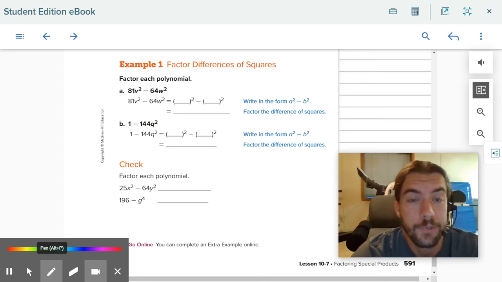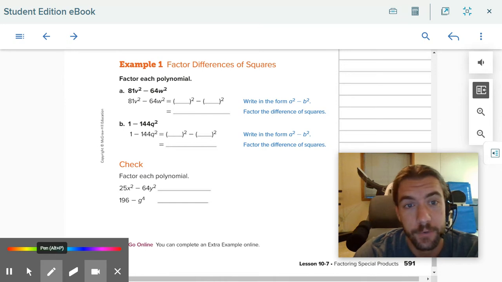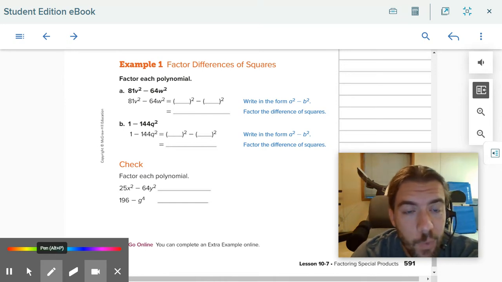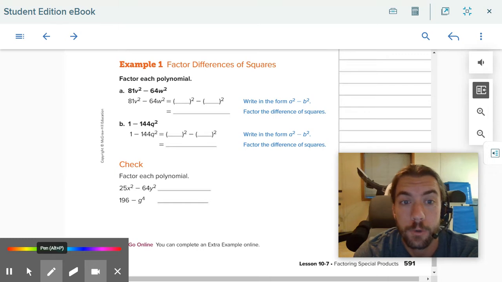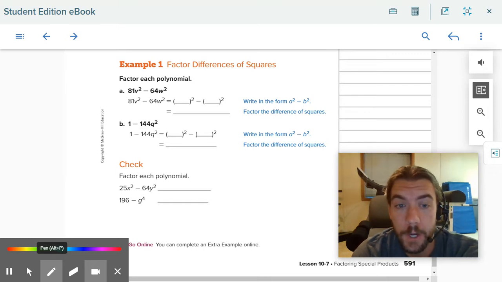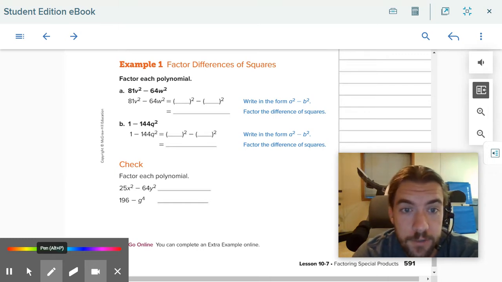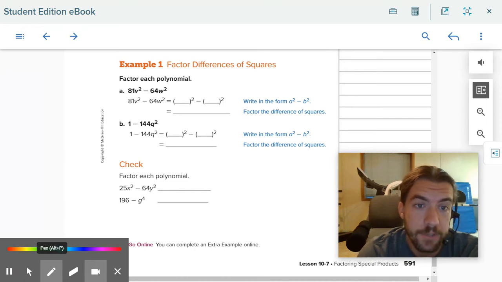All right then, so let's take a look at example number 1 and see if we can factor the difference of squares. So if we look at problem A here, we see 81v squared minus 64w squared. That is our two terms that we are using in a subtraction problem here. We're subtracting away 64w squared from 81v squared.